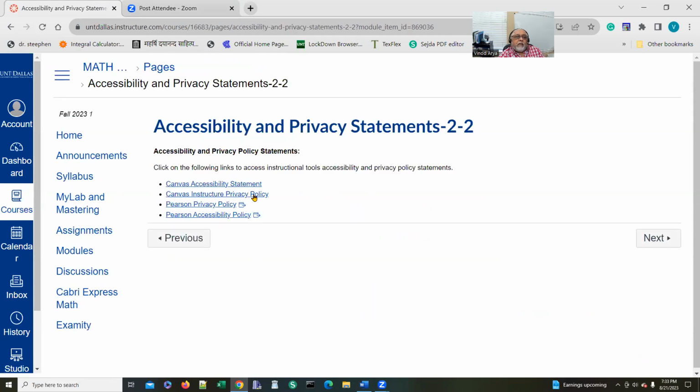Again, the same things, but put separately. So I'm not going to open it. This is accessibility, privacy, privacy and accessibility.